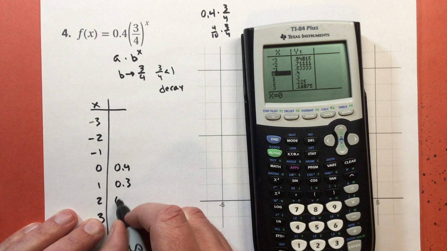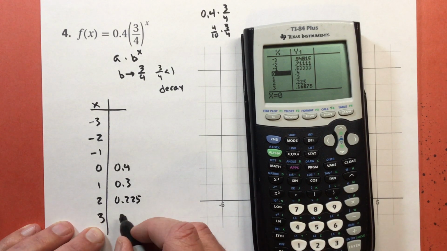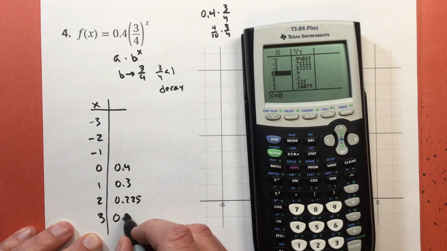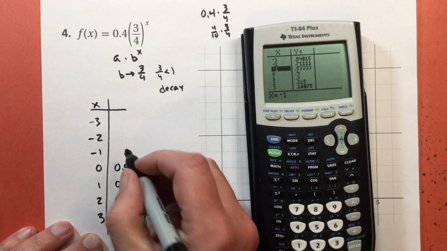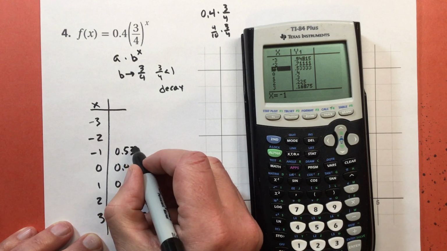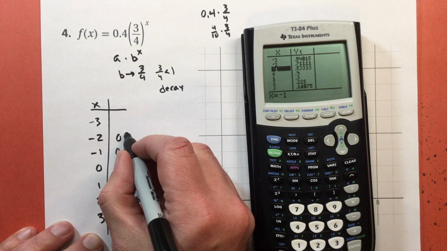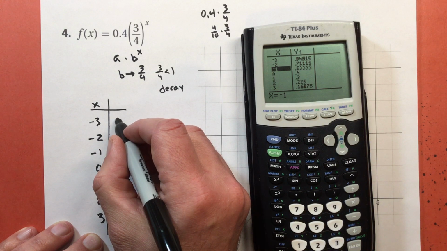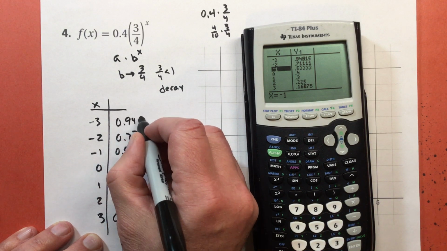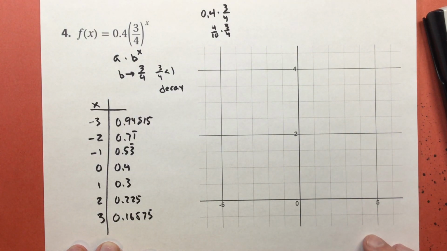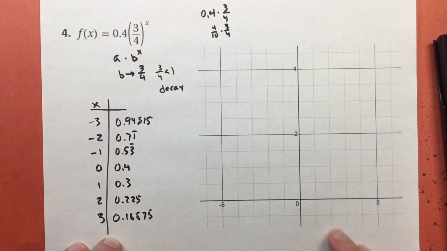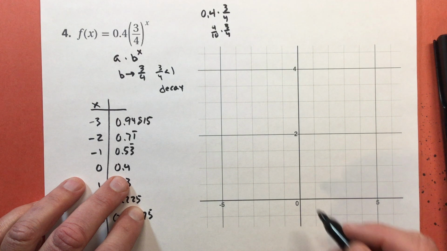So this one is 0.225, and this is 0.16875. And if I go the other direction, 0.53, looks like it's 53 repeating, 0.71 repeating, and 0.94815, etc. And if I graph this, man, I really should have picked a different window for my graph, because these are all going to be really, really small. My graph is not going to look pretty at all.